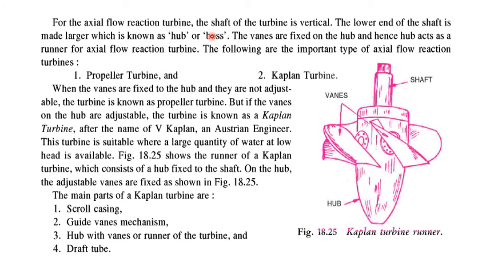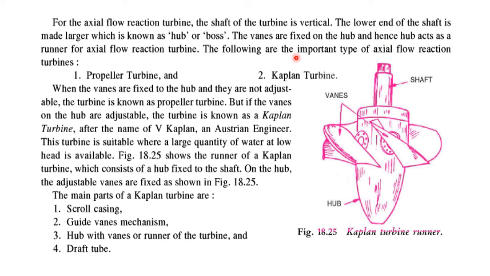For the axial flow reaction turbine, the shaft of the turbine is vertical. The lower end of the shaft is made larger, which is known as hub or boss. The vanes are fixed on the hub. These are the vanes fixed on the hub. And the hub acts as a runner for the axial flow reaction turbine.